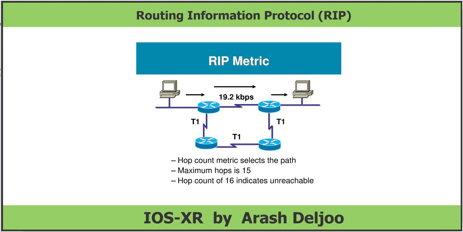RIP uses a simple hop count as a metric to compute alternate paths and is limited to networks with a diameter of up to 15 hops. A route advertised with a distance metric of 16 is marked as invalid and considered unreachable. This value is called infinity because it is larger than the maximum allowable value of 15 for the protocol metric.